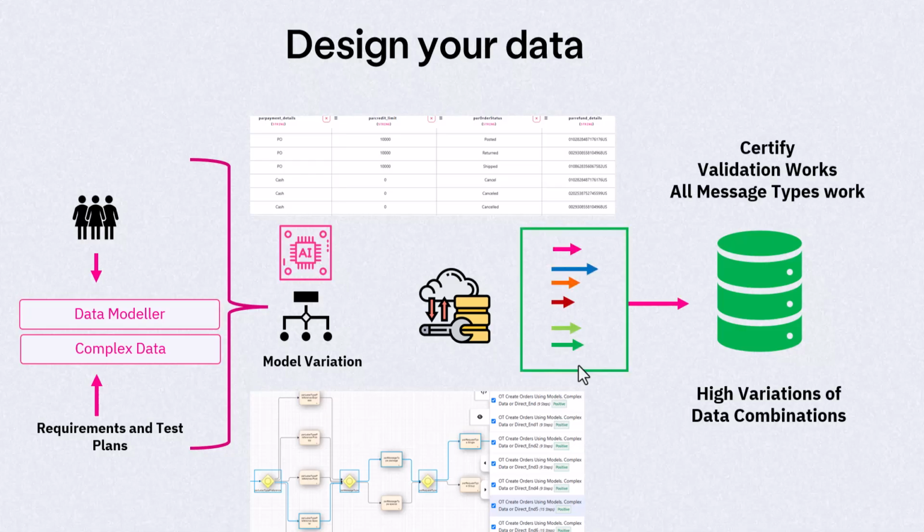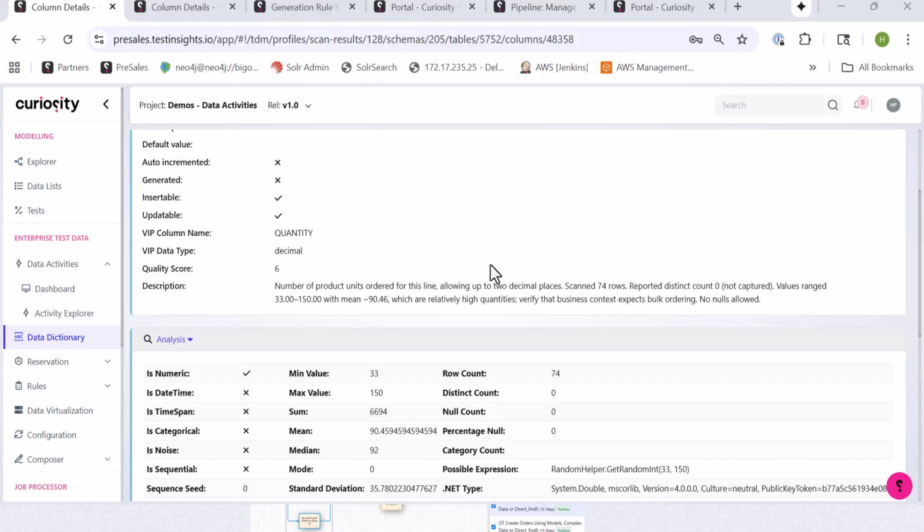Now, once we've built up these models of the variations, we then use that to create all sorts of variations of data automatically into your environments. You can use this technique to certify that your application is working correctly. You can use it, for example, to make sure your validation is working by throwing all sorts of different variations of bad data at it. And for messages in particular, you can create all the different variations of messages and internal payloads. So let's take a look at some of this in action.